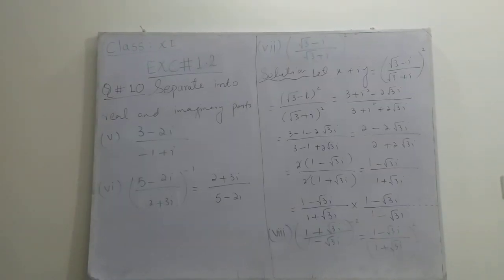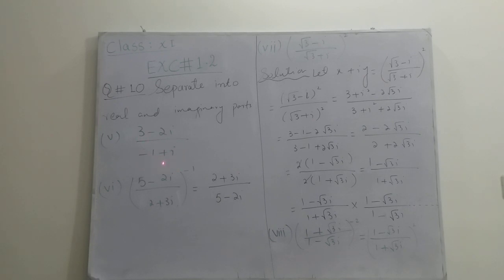Now students, for the next parts 5, 6, 7 and 8 of question number 10, I will give you hints and I will explain it for you, then you have to solve these questions. Part 5 is (3 minus 2 iota) divided by (minus 1 plus iota).